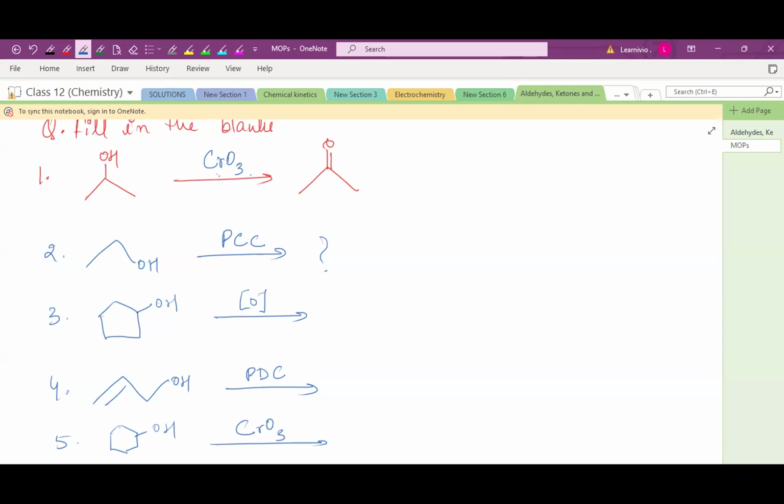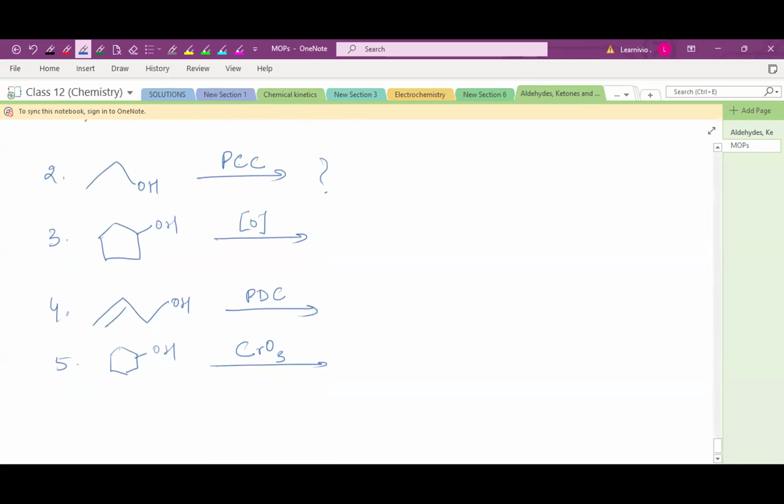What about the second case? What will be the product in the second one? CH3CHO. Okay, in the presence of PCC, because it's a weak oxidizing agent. This is a primary alcohol, so it will get converted into the aldehyde.